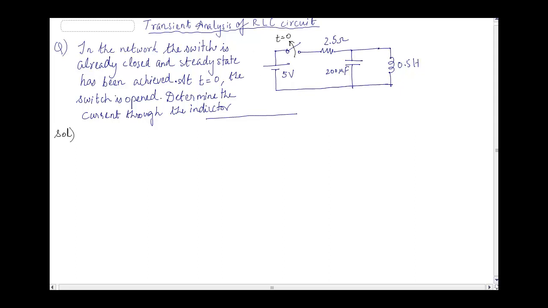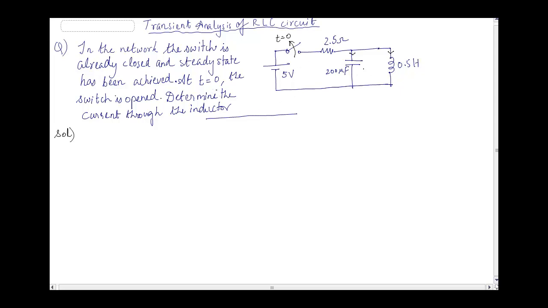The switch is already closed and steady state has been achieved. So if this had remained closed, the capacitor would have charged with some voltage and the inductor also would have charged with some current. So both the capacitor and the inductor are charged up.